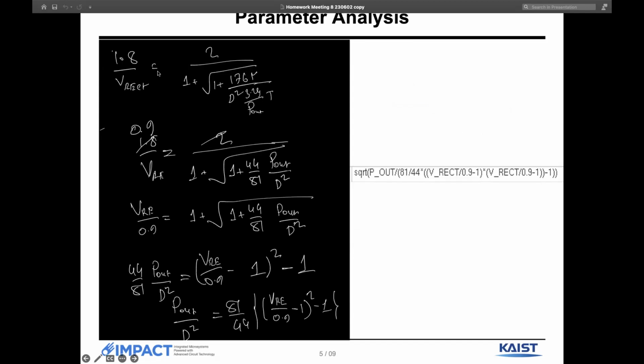The calculation I did in order to get the value of D looks like this, and ultimately I got the equation like this, and then I plugged it in here. So the root of P out divided by this term.